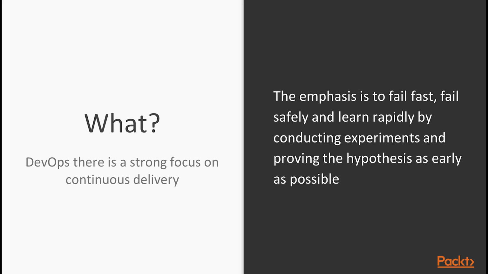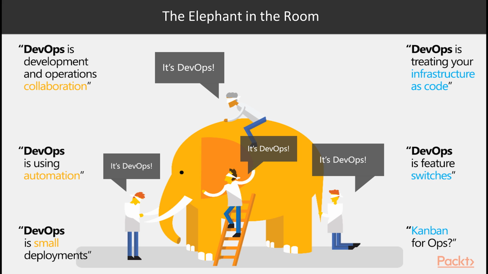So when we combine Agile with DevOps, there's a shift towards an emphasis on failing fast and learning much more rapidly. So this is proving a hypothesis of an idea as early as physically possible to prove that it meets the customer expectations. Let's just quickly go and address the elephant in the room.